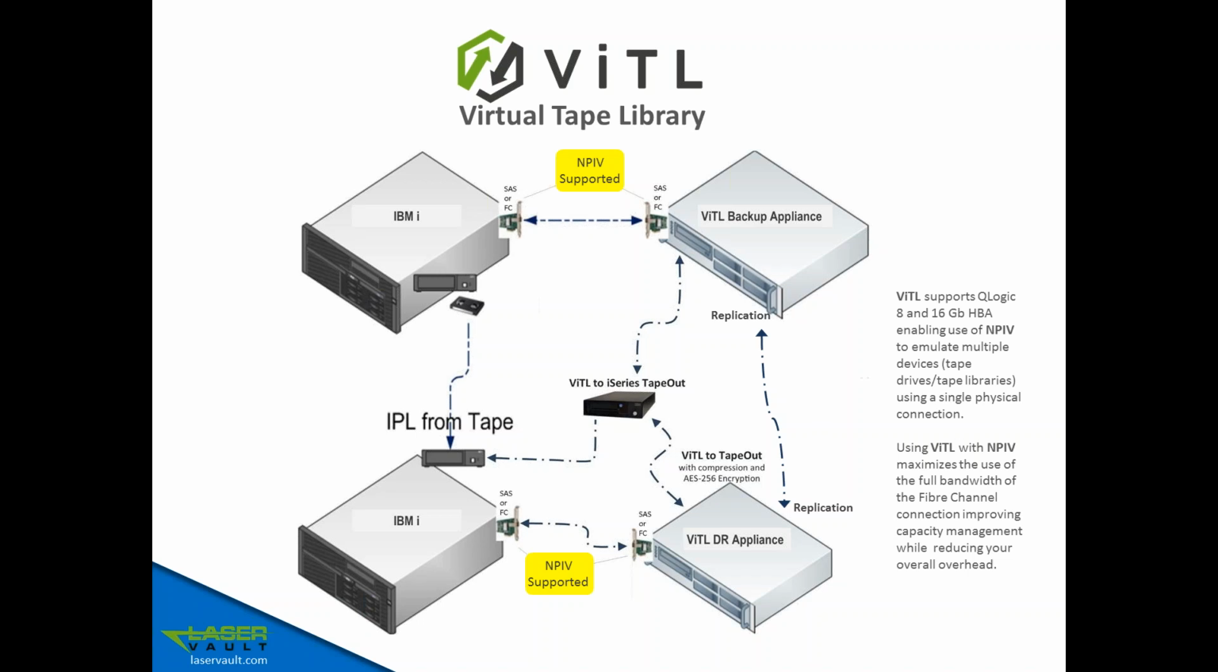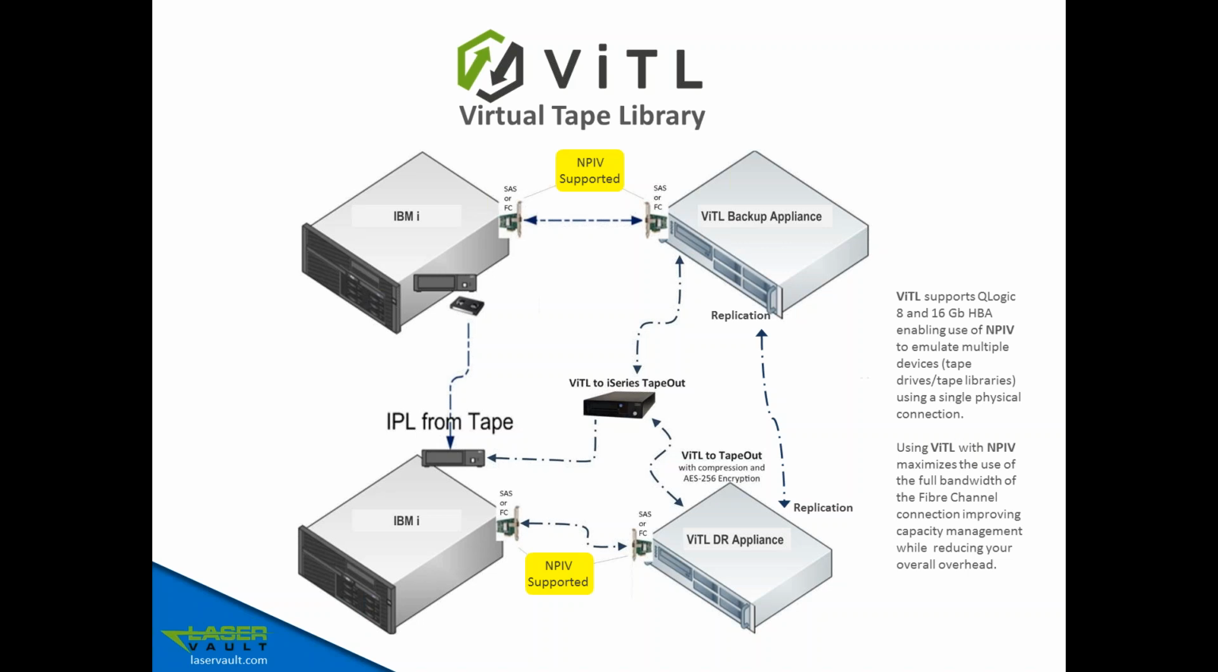So with one fiber channel port, say it's 16 gig, in LaserVault you can present up to 15 tape devices. You can define that as one tape library with 15 drives, or you can set that up as 2 libraries, one with 7, one with 8. However you'd like to divide those 2 libraries up, or you can have 15 tape libraries, each with their own tape device. It just depends on how you're currently using your physical tape.